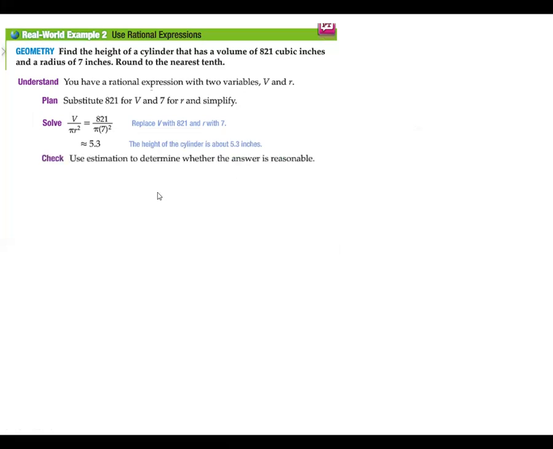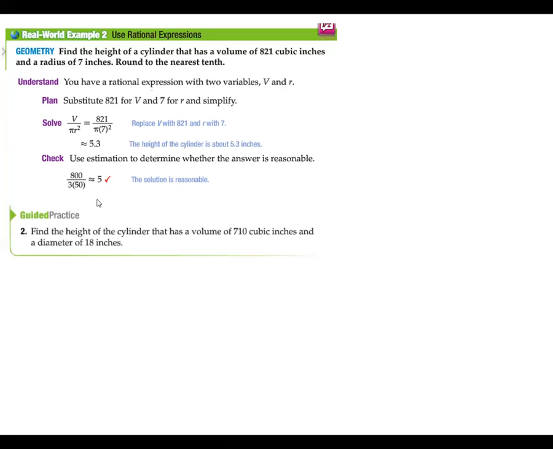Now we can use estimation to see whether our answer is reasonable, and just round your numbers. 821 is about 800. Pi is about 3, and 7 squared is about 50. When you multiply those out and divide, you get about 5. So our solution is reasonable.